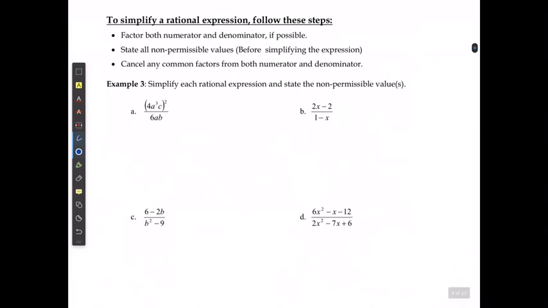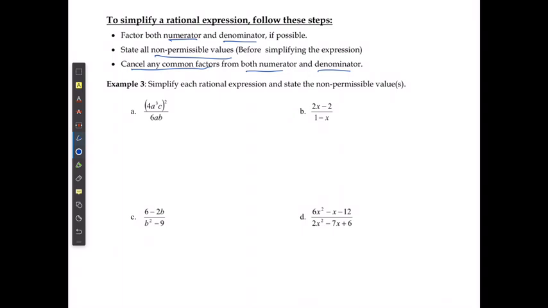All right, when we're looking at simplifying rational expressions, we're going to follow these steps. First, I'm going to factor the numerator and the denominator if that is at all possible. Then I'm going to state all the non-permissible values before simplifying. And then I'm going to cancel out any common factors from both the numerator and the denominator. So I'm just going to simplify these fractions.